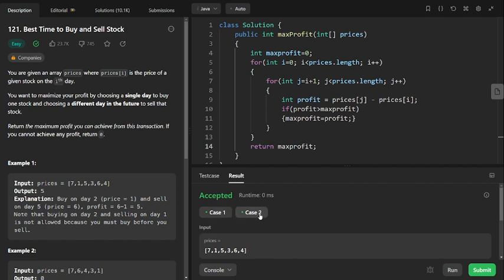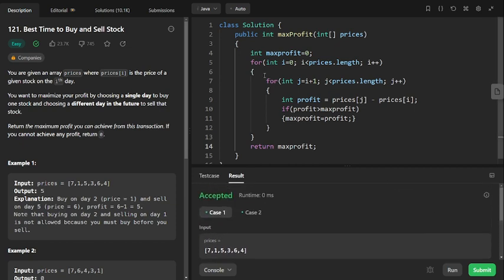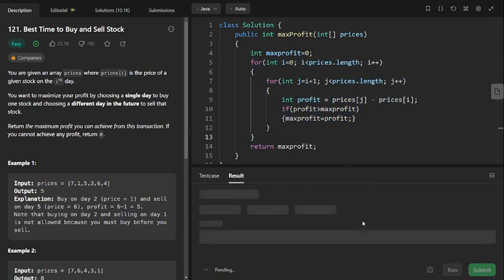Perfect. Both our test cases have been accepted, but the time complexity of this solution is O of n square, and O of n square becomes quite costly for large arrays. So for small arrays, O of n square is okay, but when it comes to large arrays, it becomes quite costly. Even if I try to submit it, I think it should give a time limit exceeded error.